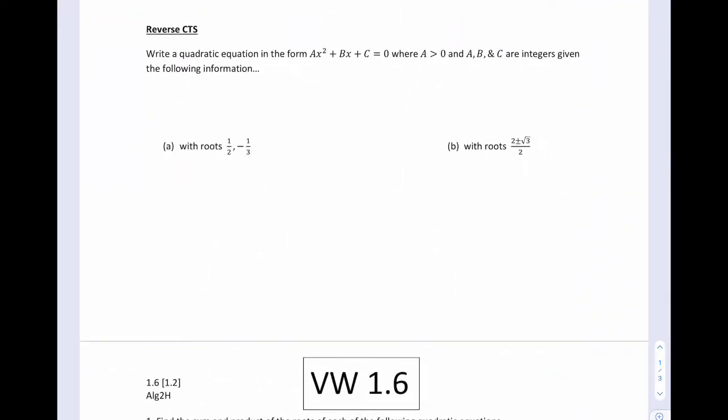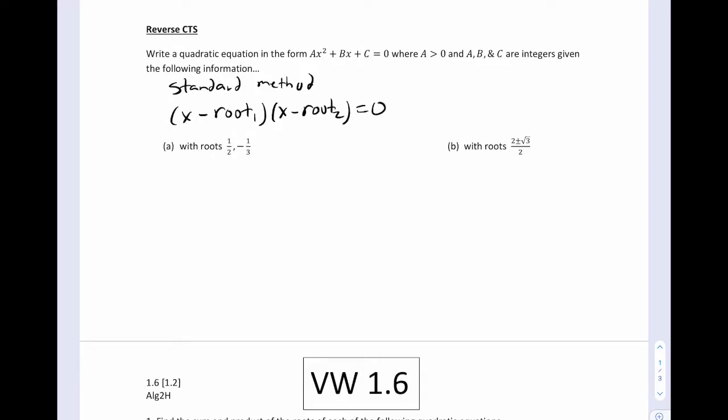Here's our last part of the video. We're going to talk about how to create quadratic equations. So I have a technique called reverse complete the square we're going to talk about. And also we'll talk about kind of the standard method. So first for A, I'll show you the standard method. The standard method is simply going to be x minus the root, and that's a sub 1, and x minus your other root, and make that equal to 0.